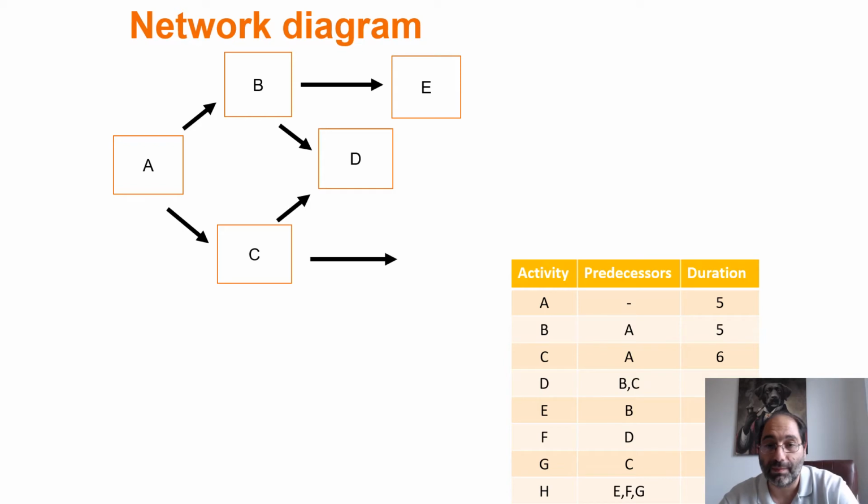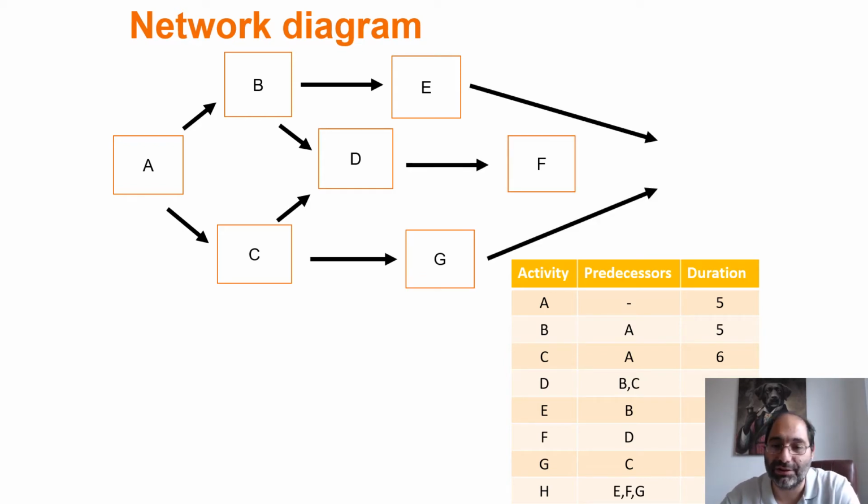F follows task D, and task G follows task C, and task H follows E, F, and G. So this is my completed network diagram. All the sequences are expressed in this diagram.